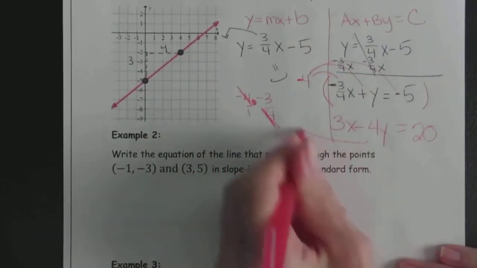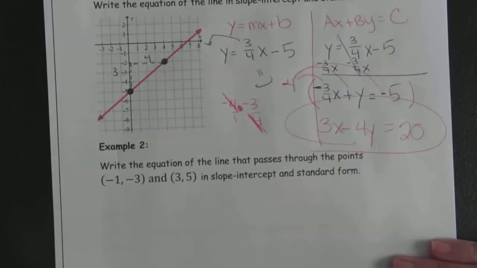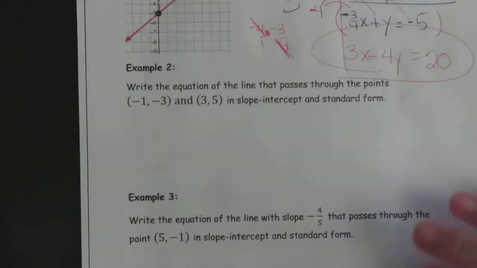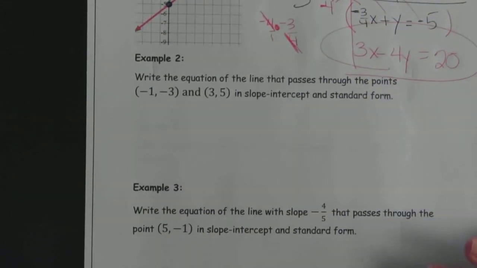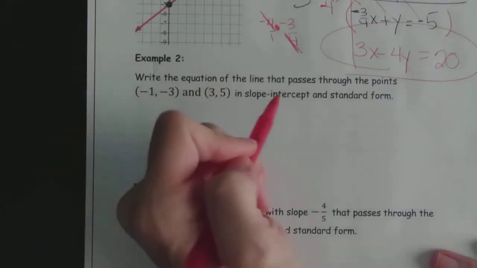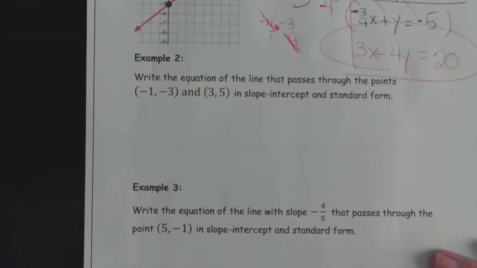Okay, now we take -4 times y, that's -4y. And finally, -4 times -5, that's +20. So there's your standard form. Very cool. Let's go to example 2.